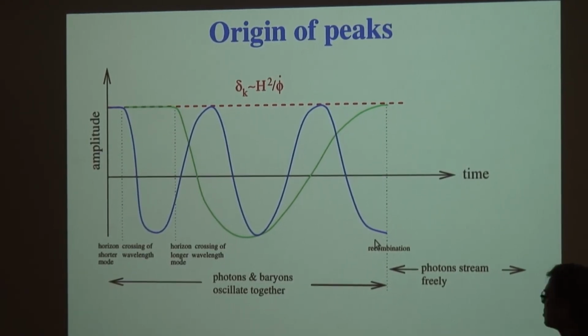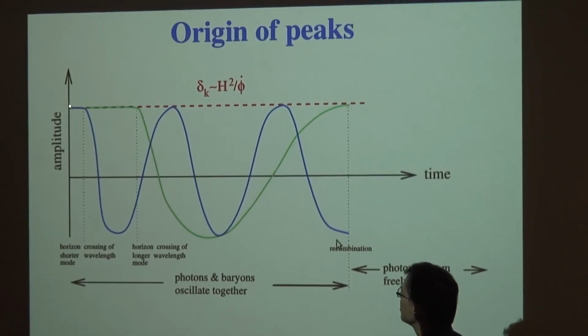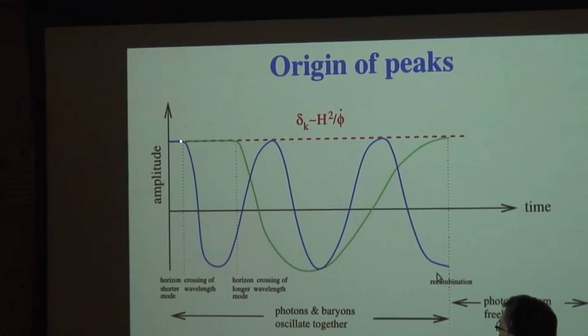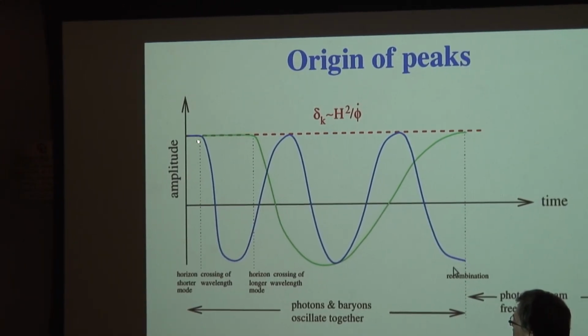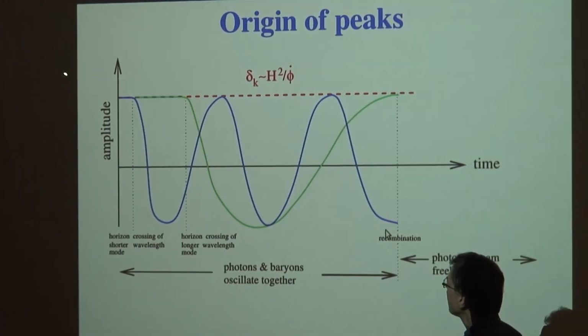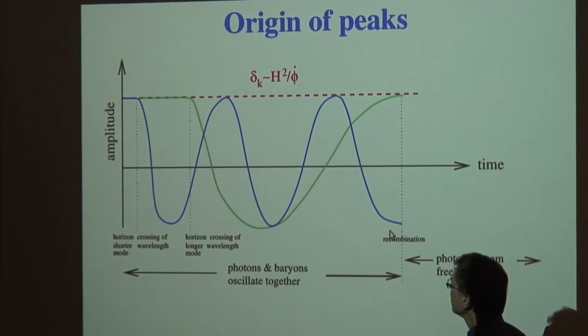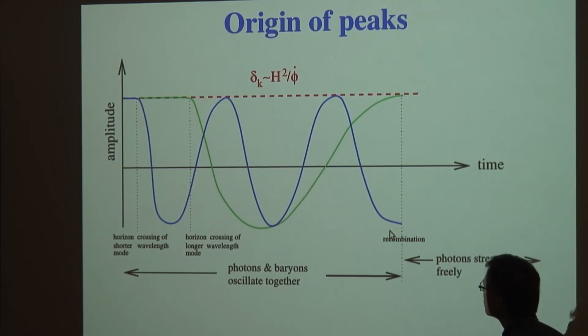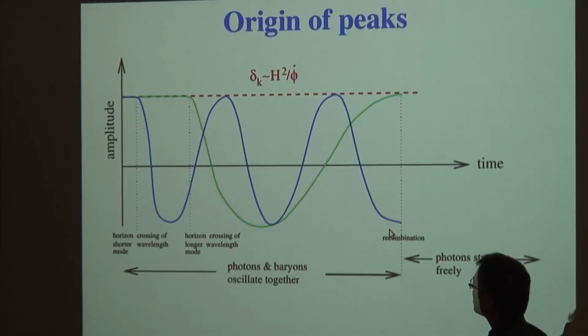So let's see, what's important is, at horizon crossing, the statement is that these things are not oscillating until they cross outside of the horizon. That's when they begin oscillating, right? And yeah, so this is the time between horizon crossing and recombination.